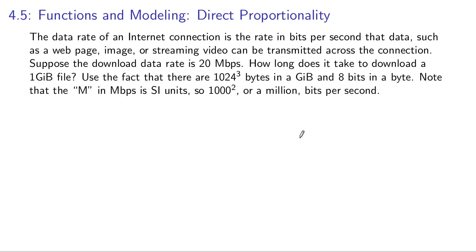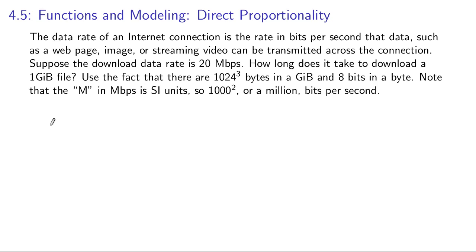One more example. The data rate of an internet connection is the rate in bits per second that data, such as a web page, an image, a streaming video, can be downloaded across the connection. Suppose the download rate is 20 megabits per second. How long does it take to download a 1 gigabyte file? And then we have this unit issue. Use the fact that there are 1024 cubed bytes in a gigabyte and 8 bits in a byte. Note that the M, the capital M, in megabits per second is SI, or scientific units. In other words, 1,000,000 bits per second. So we have a data rate.